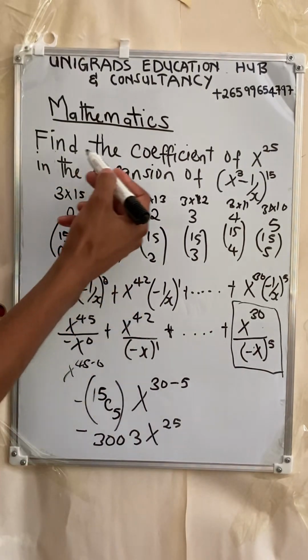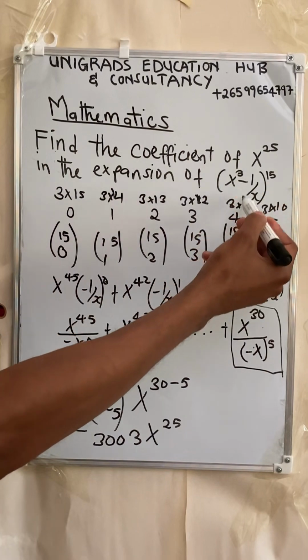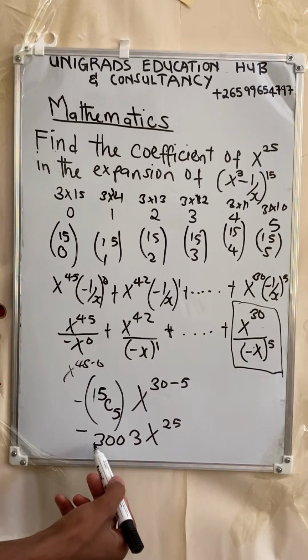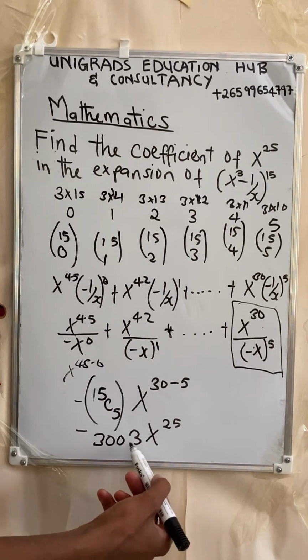As such, in the expansion of (x cubed minus 1 over x) to the power 15, the coefficient of x to the power 25 is minus 3003.